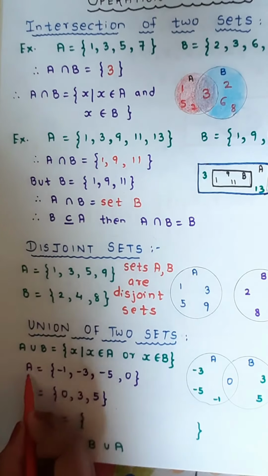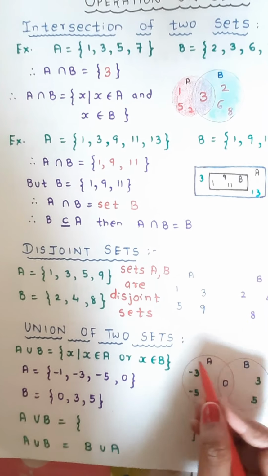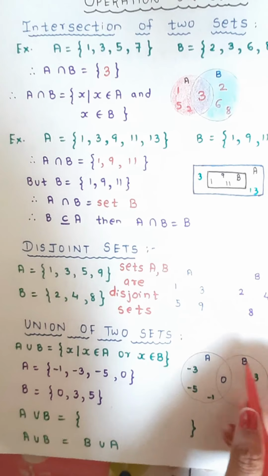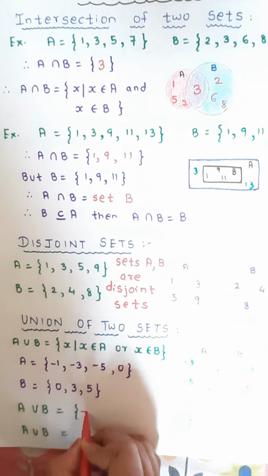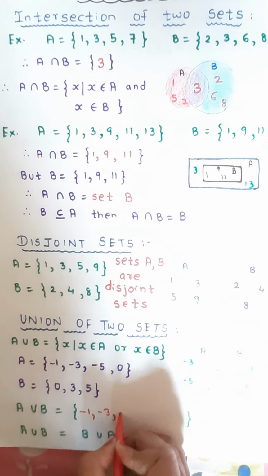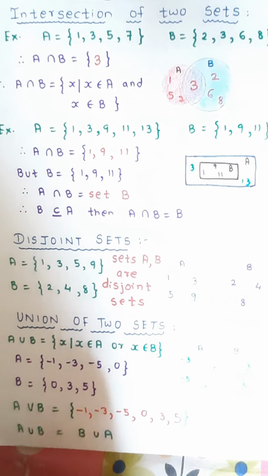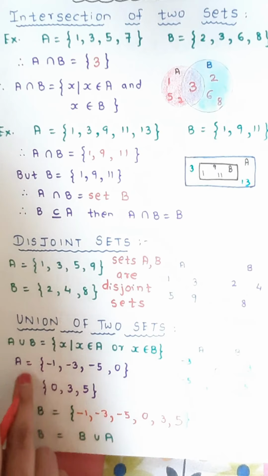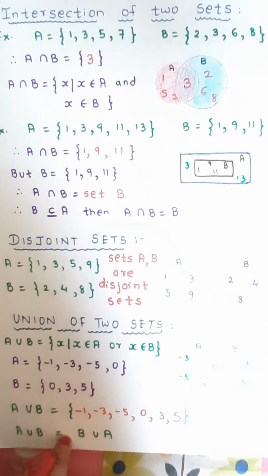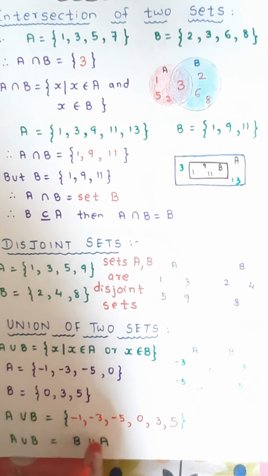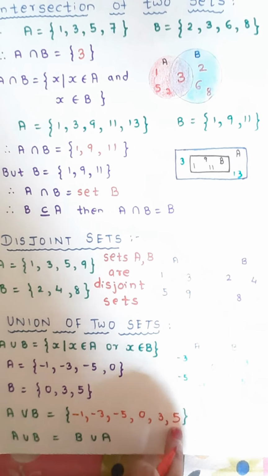Okay, now let's see. A is this, B is 0 3 5. Let's write A union B. A union B means everything. Whatever is there in A and whatever is there in B, it includes everything. So you can write it as -1, -3, -5, 0, 3 and 5. All the elements I have included right from A and B as well. So that is A union B. A union B is equal to B union A. That means if you write A union B or B union A, the set will be the same. You will get this answer.